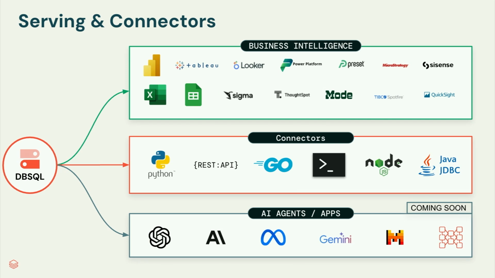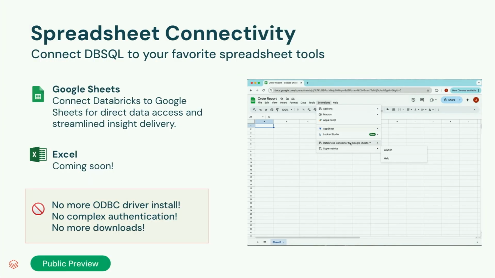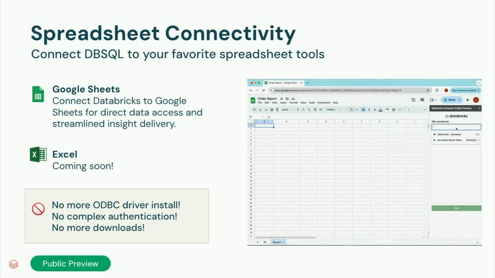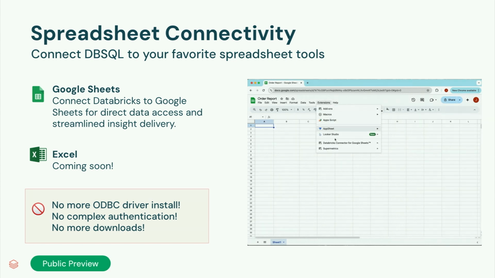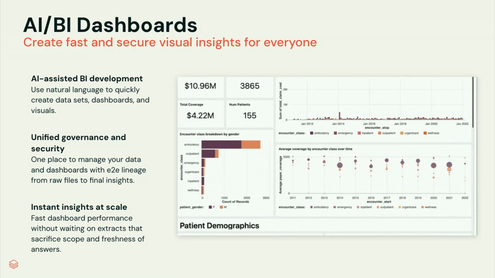There is a whole suite of products from Google Sheets to Tableau, Power BI, your usual suspects, and then we also have integrations with all the AI agents and apps that you can use to get data. Spreadsheet connectivity is something that we launched very recently. It's a plugin. You don't need to connect through the drivers anymore, and you can just query data from Google Sheets. Pretty awesome, pretty easy.